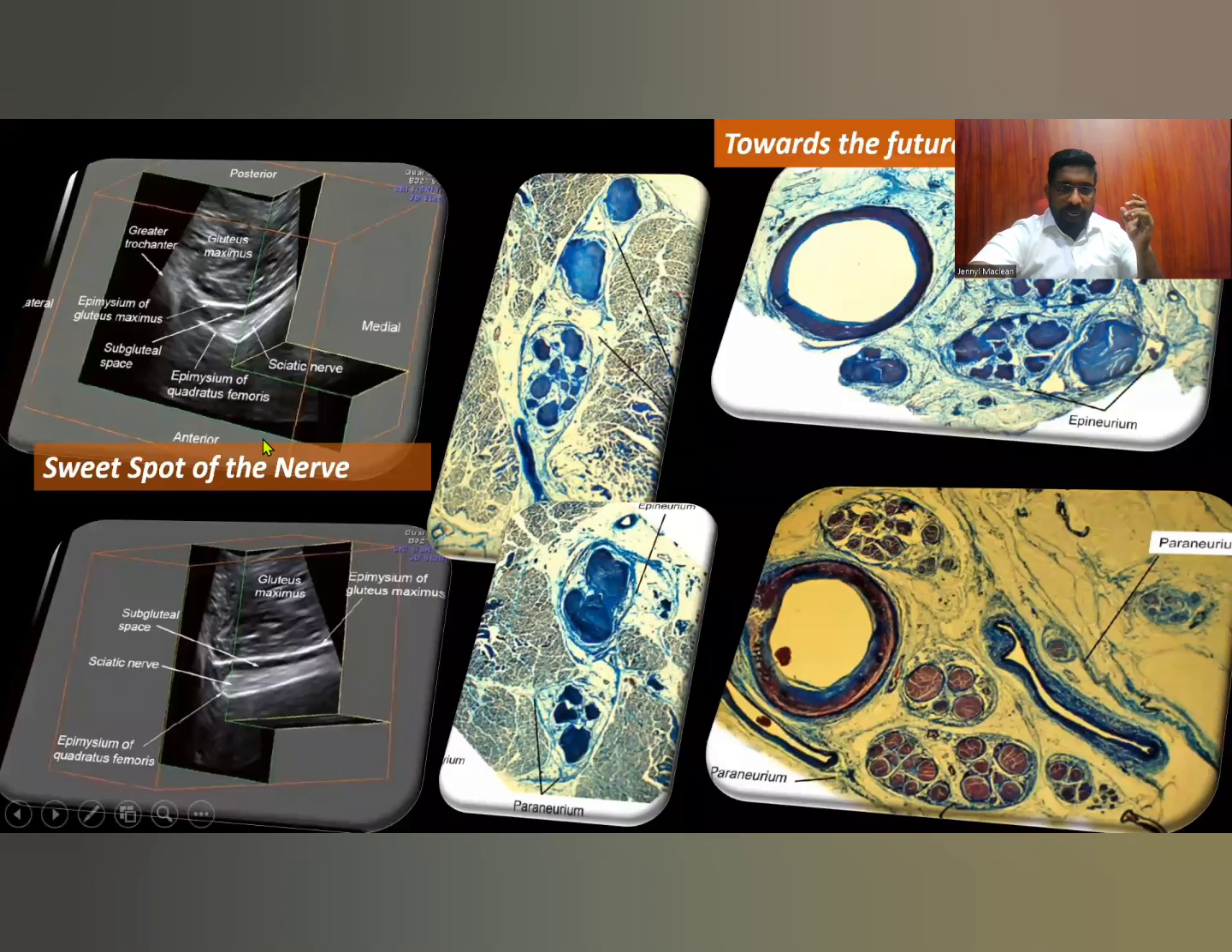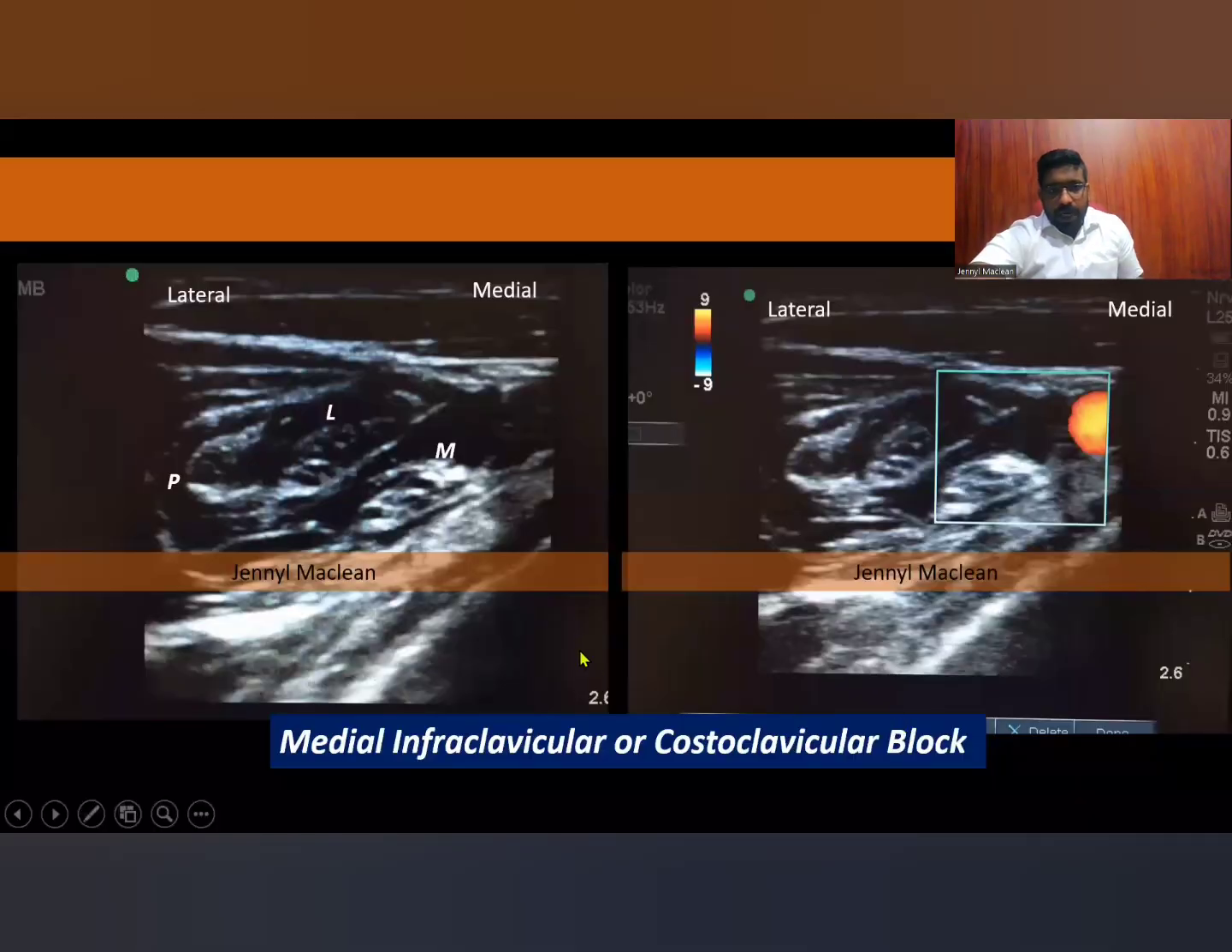Manoj Karmakar and Miguel Reina demonstrated the paraneural space, the subgluteal space of the sciatic nerve. They have demonstrated the paraneurium of the brachial plexus, at the costoclavicular, and the paraneurium at the infraclavicular. I did a costoclavicular in 2016.